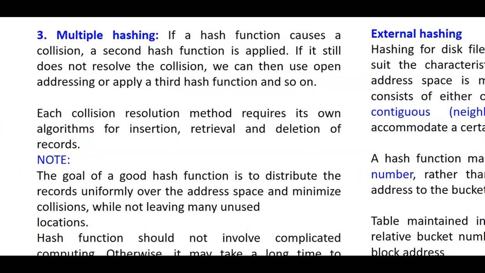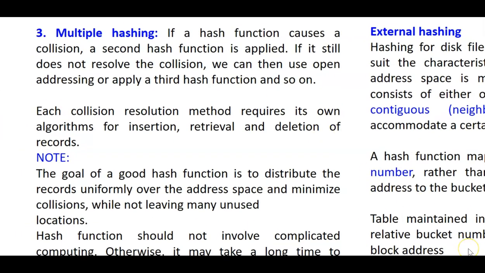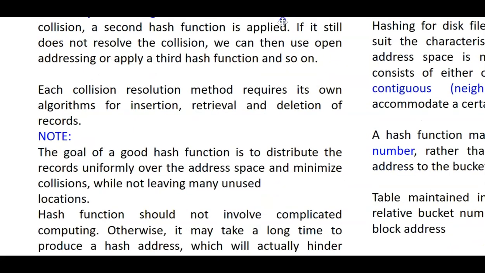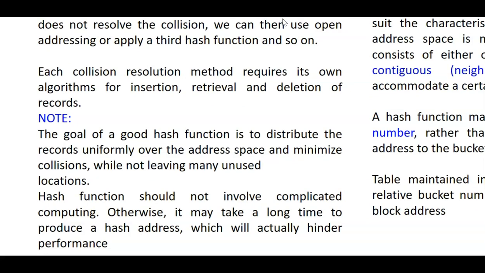Then we have multiple hashing. If a hash function causes a collision, a second hash function is applied. Now, if the second one also caused a collision, then you might have to apply another hash function. If it still causes another collision, then we can use open addressing. With open addressing, remember, you look for a location, and if that record is filled, you go to the subsequent one and the subsequent one until you find one that is free. Each collision resolution method requires its own algorithm for insertion.